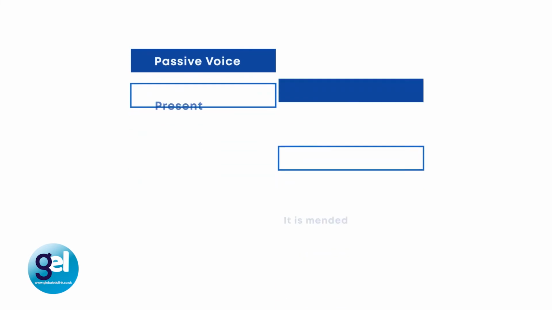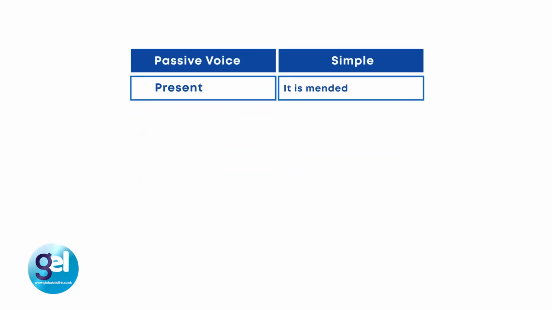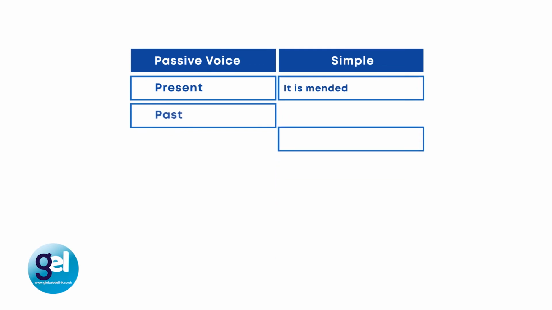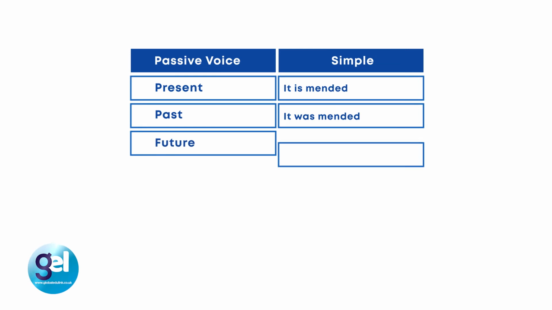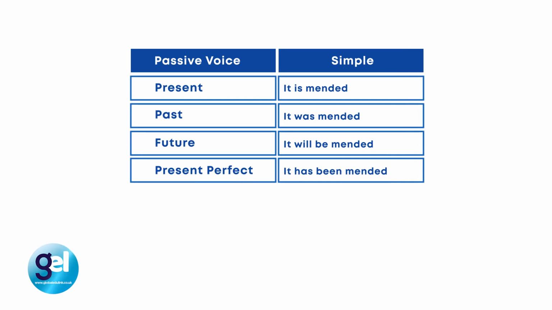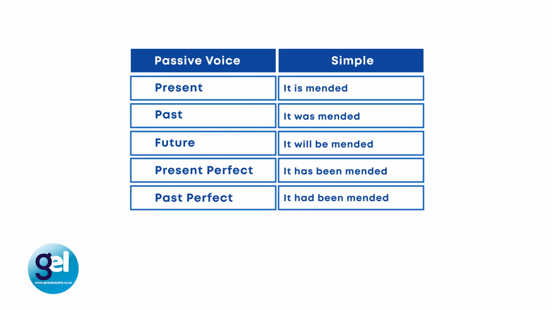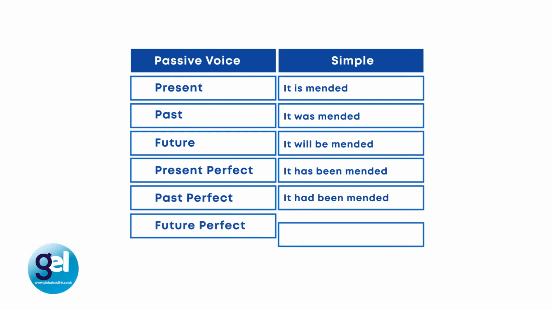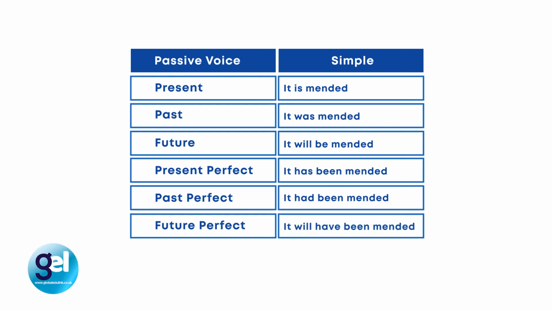How do we form the passive tense? So let's have a look. Here are some examples. In the present simple passive, we could say, it is mended. In the past simple passive, it was mended. In the future simple passive, it will be mended. In the present perfect simple passive, it has been mended. In the past perfect simple passive, it had been mended. And in the future perfect simple passive, it will have been mended.